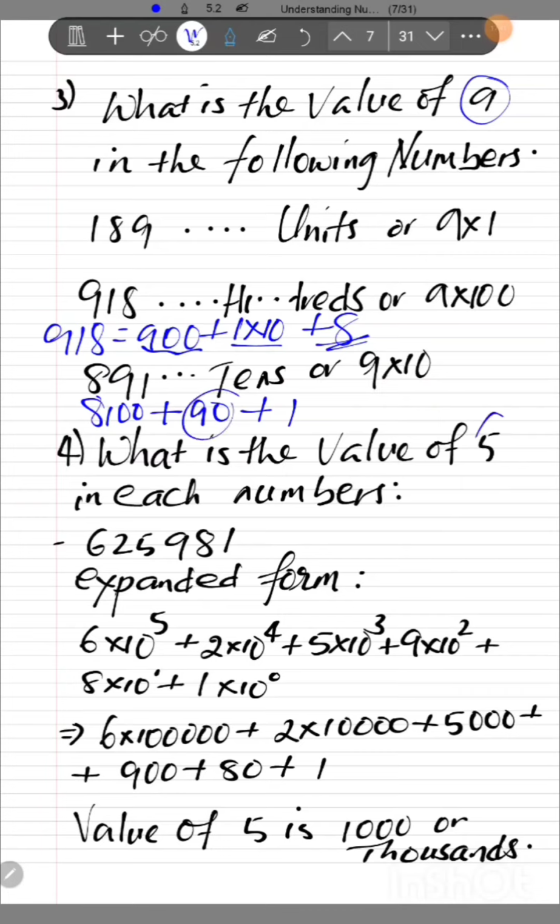What about the value of 5 in the following expression? We just put it in the expanded form: 6 times 10 to the power of 5, plus 2 times 10 to the power of 4, plus 5 times 10 to the power of 3. Now we are asking for the 5. 5 is in the thousands position. Alright, let's go to the next page.